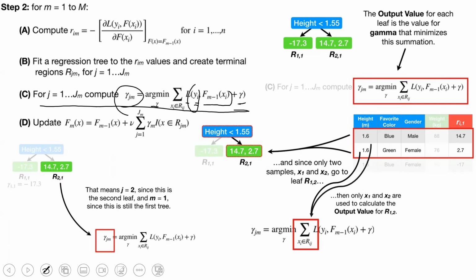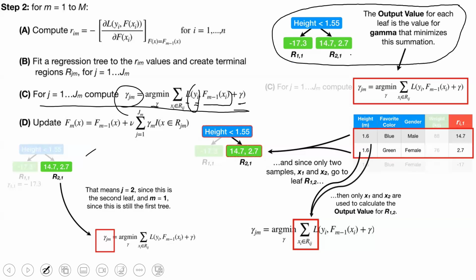So now let's take an example of this particular node. Let's suppose in the previous tree, we came up with this one, right? The output for each leaf is the value of gamma that minimizes this summation. So this is the tree we got, and we are trying to find the gamma of jm. Gamma of jm is nothing but the residual at that particular leaf node. It's equal to arg min over gamma. We need to find the minimum gamma value that minimizes the summation.